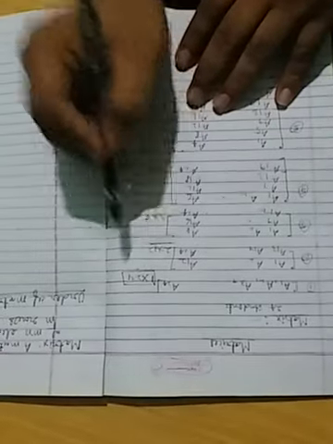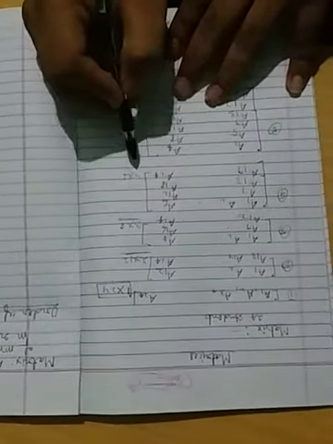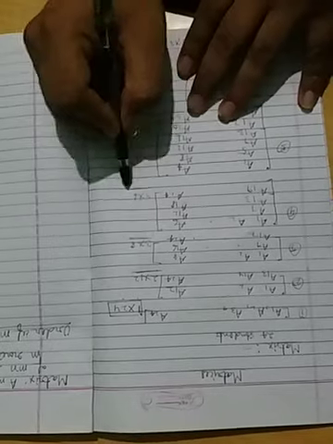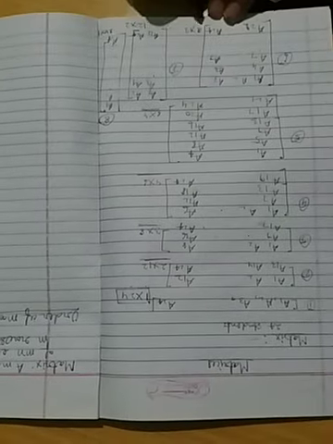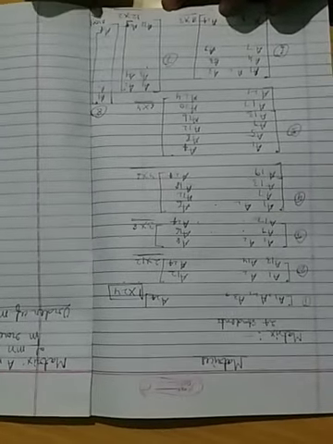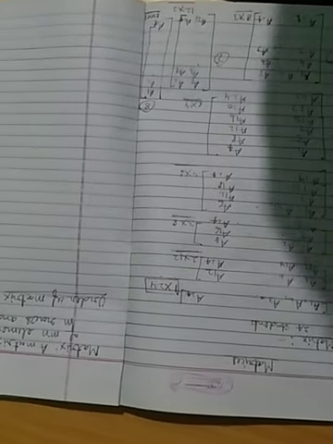What about the second one? 2 cross 12, 3 cross 8, 4 by 6, 6 by 4, 8 by 3, 12 by 2, and finally 24 by 1. So this is about the order of matrix.